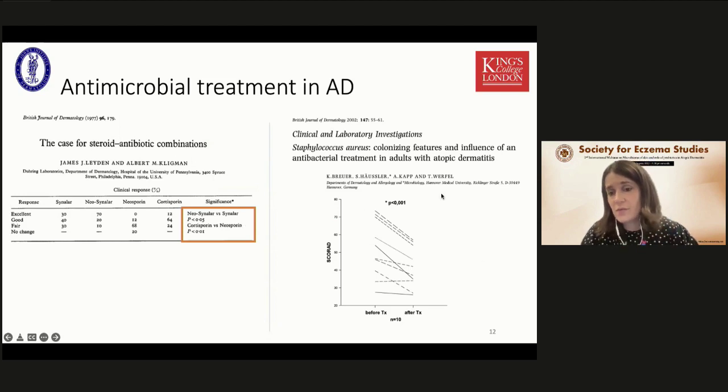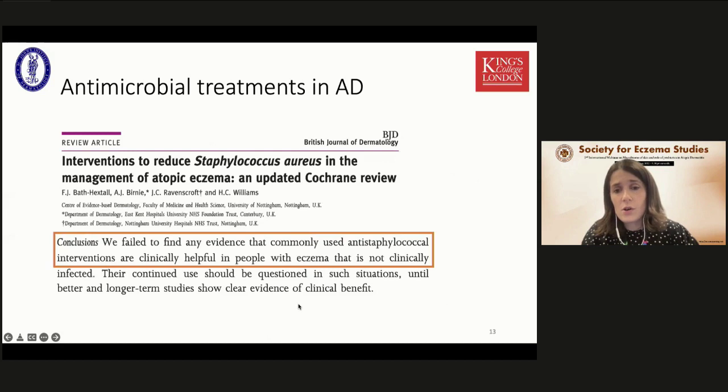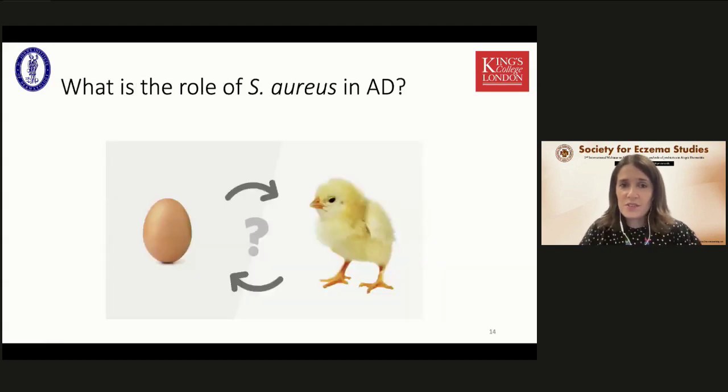However, other studies have not shown this, and in a recent Cochrane review, it was reported that there is not sufficient evidence to show that anti-staphylococcal treatments are clinically helpful in people with eczema which isn't clinically infected. So I would say that the question of what is the role of Staph aureus in atopic dermatitis still remains. Is it really a causative factor in the pathogenesis of the disease? Does it just exacerbate pre-existing AD, or is it simply a bystander of the inflamed skin environment in atopic dermatitis?